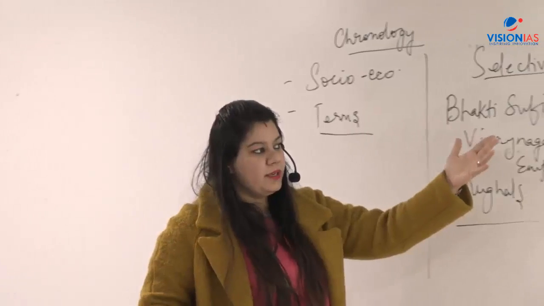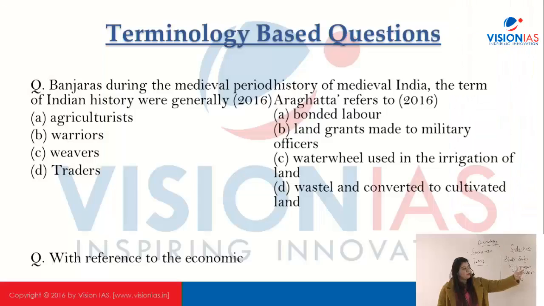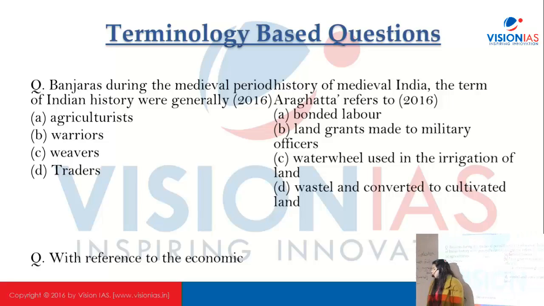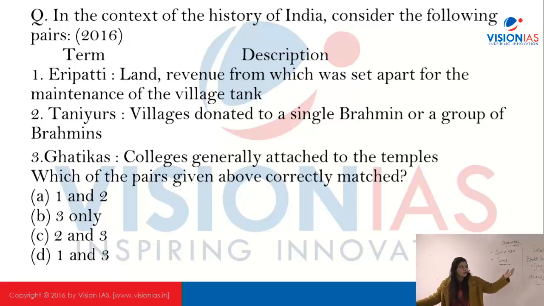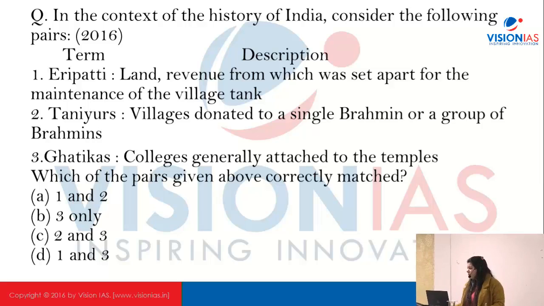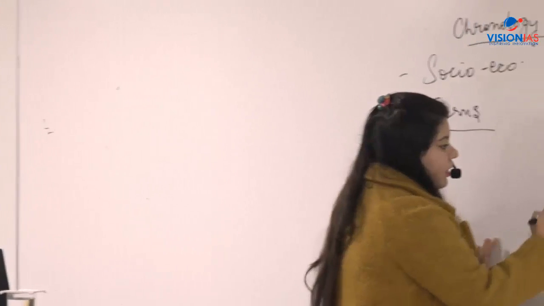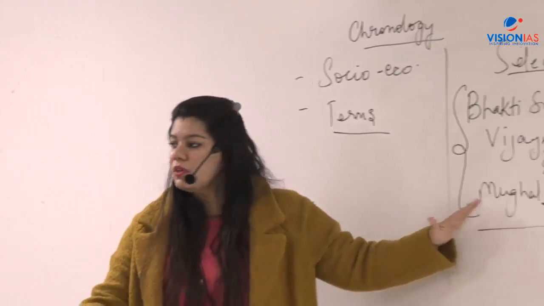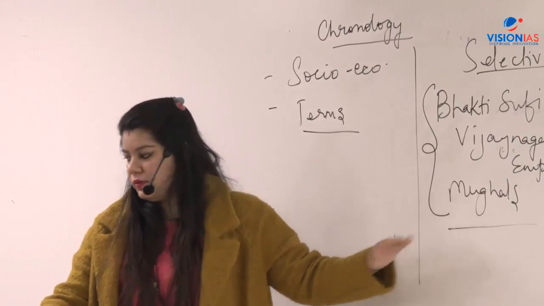Banjaras, who are Banjaras, right? Then with respects to economic history, Agrahata refers to, right? So these are all, again, very, very factual questions. So there was again a question, there were terms given, and then it was asked that these terms described which of the following, right? So this section is very, very factual, yet important. At least if someone does not want to do the whole medieval Indian history, focus on these three sections, right?